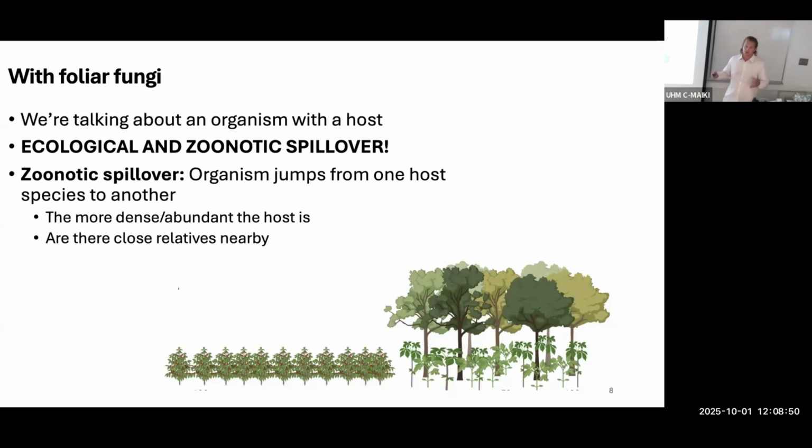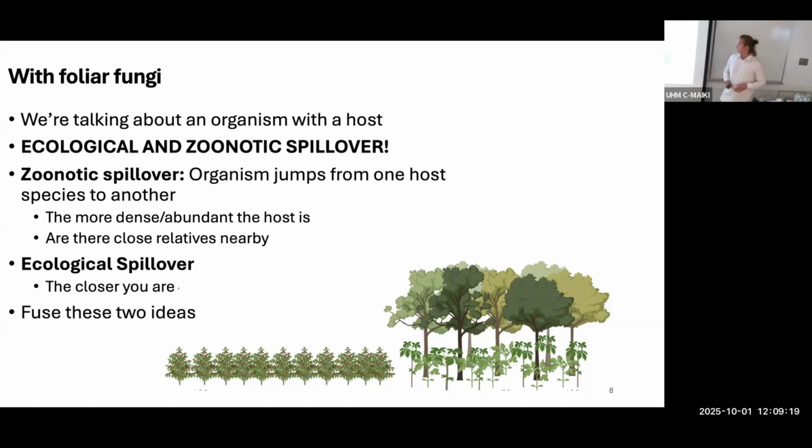So in the case of COVID, for example, you had a lot of mammals in these markets and in close proximity to us. So essentially, that increases the likelihood of zoonotic spillover, whereas ecological spillover is oftentimes mediated by proximity. So if that boundary between your ecosystems or your two different biotic landscapes is small, then the likelihood that organisms can move across them goes up. And so we have to fuse these two ideas when thinking about fungi.